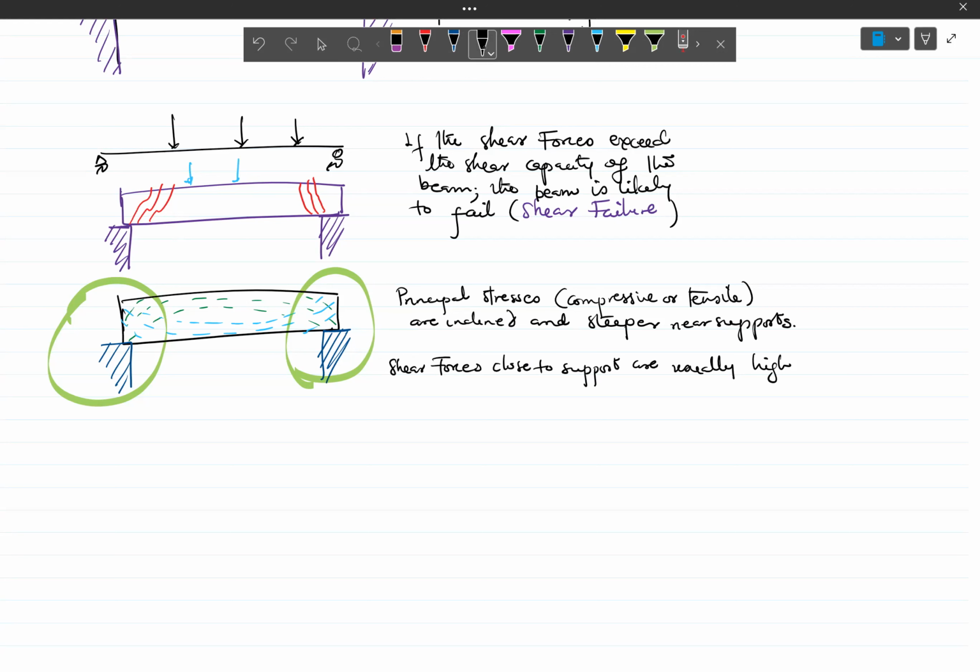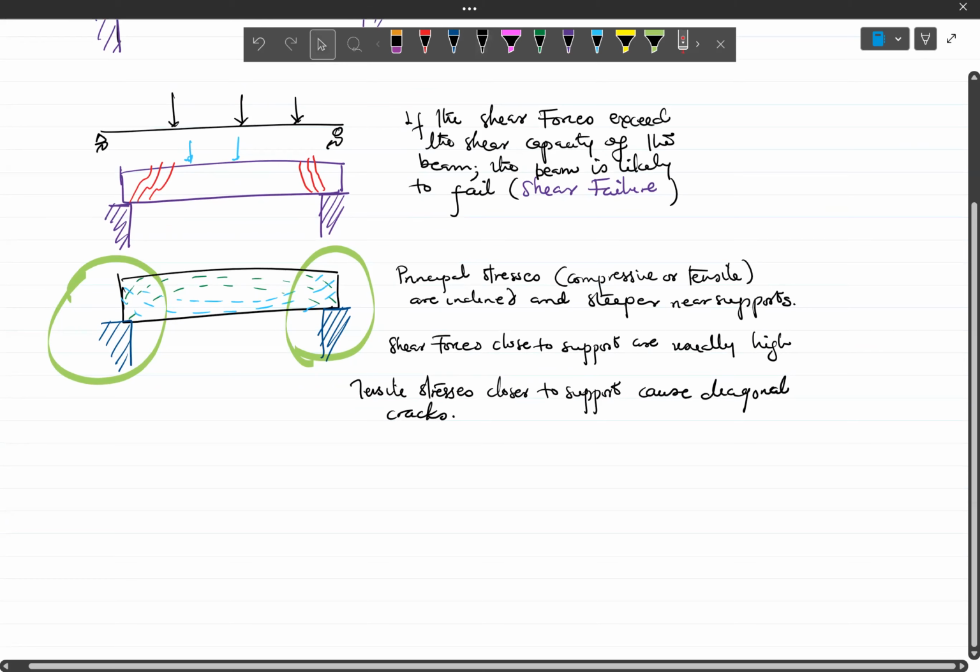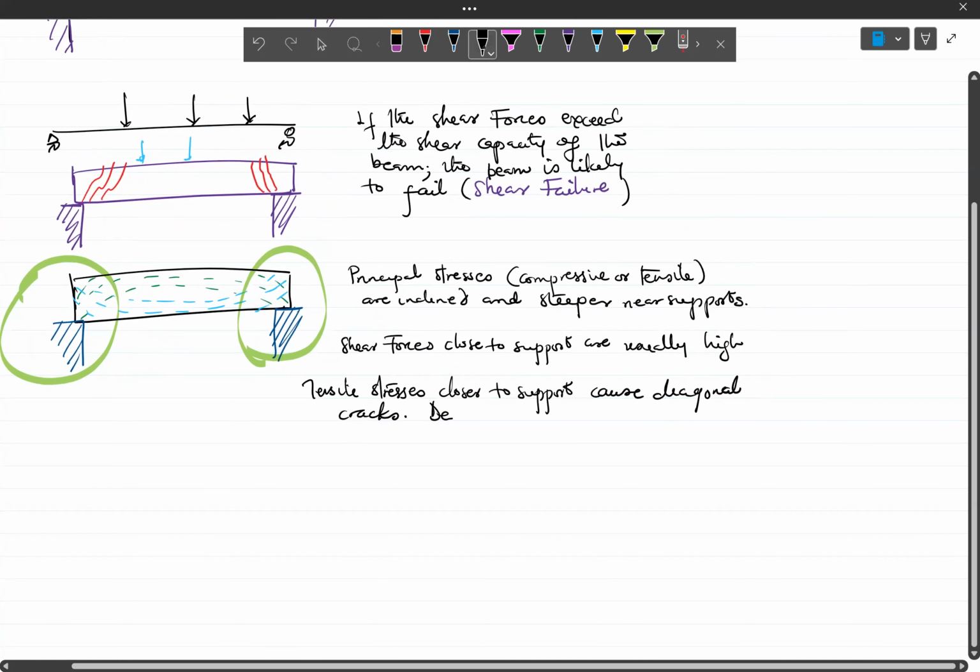All right. So because of the arrangement of the tensile stresses towards the support, these tensile stresses closer to supports will typically cause diagonal cracks. Okay. And these cracks tend to develop rapidly.